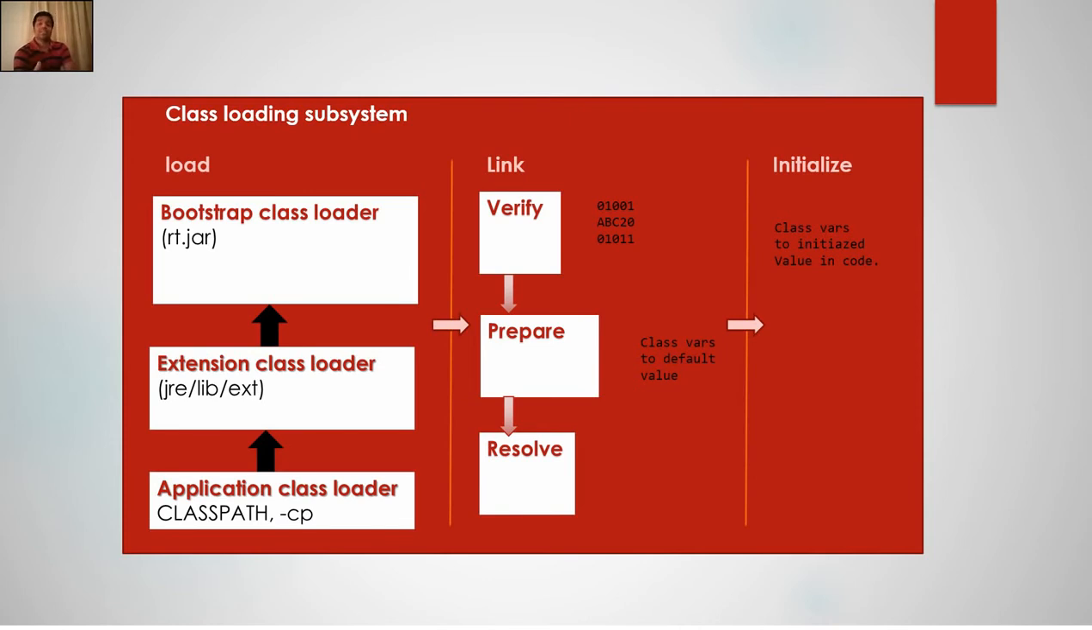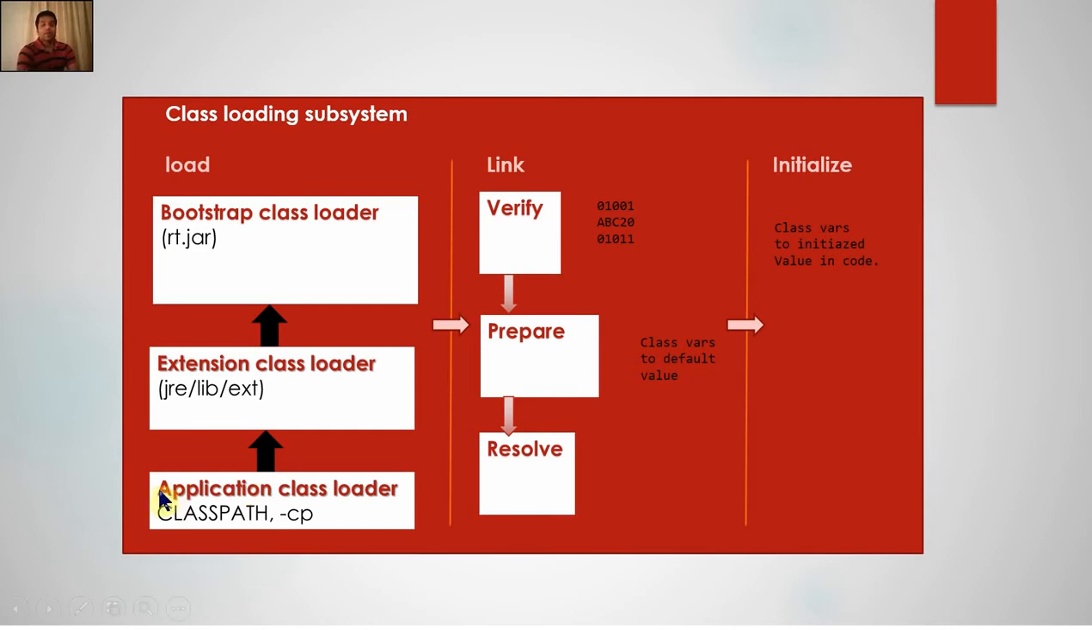Now going into the extension class loader, that is the second class loader that gets executed, which is responsible for loading additional application jars that are present in the JRE lib/ext folder. So whatever jars are present in the JRE lib/ext folder, the extension class loader will load and read all the .class files from those jars and give it out for further processing.